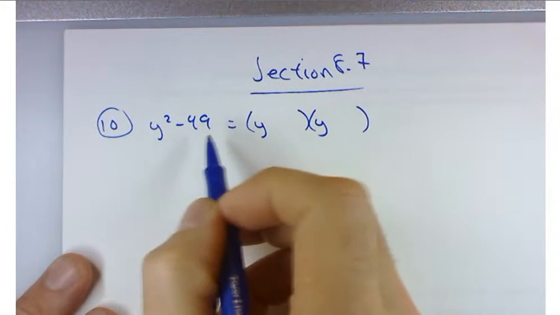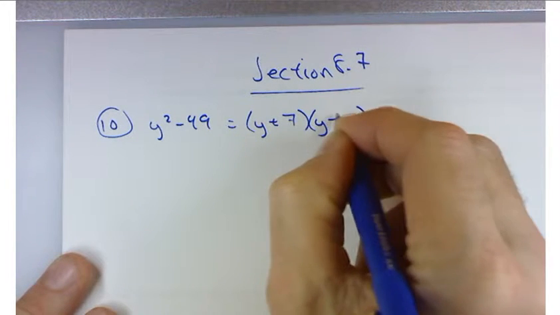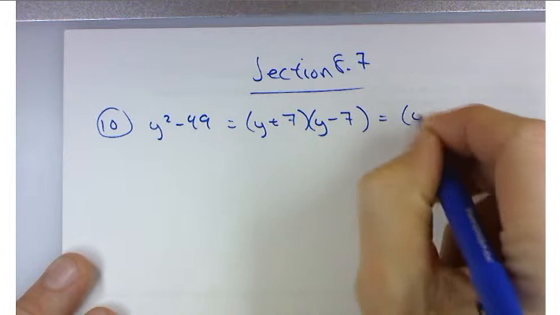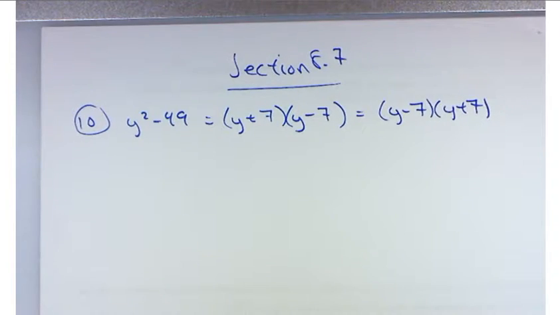Someone want to factor this for me? Good. y plus 7, y minus 7. What if somebody else wrote y minus 7 times y plus 7? Which one's right? Oh, you guys are too soft. All right, yeah, they're both right, of course. Doesn't matter which order you write them. Both of them will work. Let's try some more here.